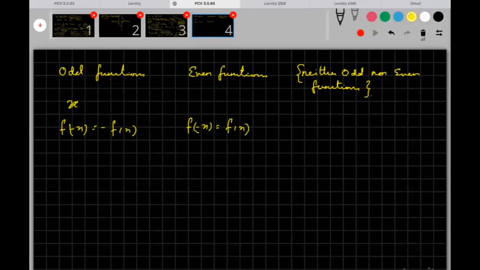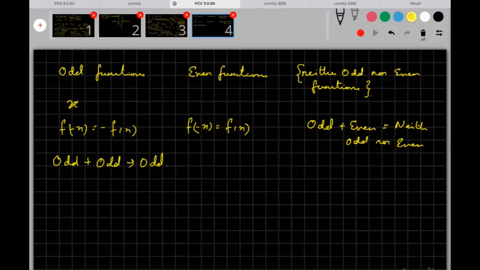For this, the sum of odd plus even will give you neither odd nor even. Odd plus odd will give you odd. Even plus even will give you even.